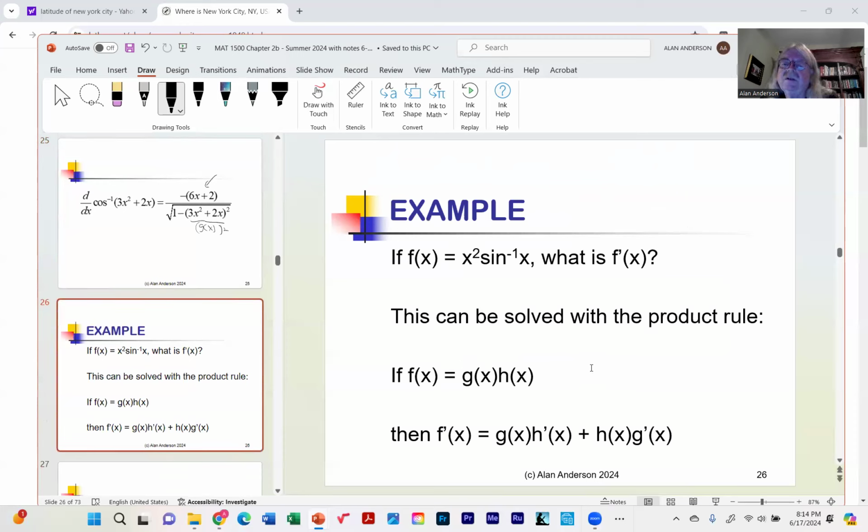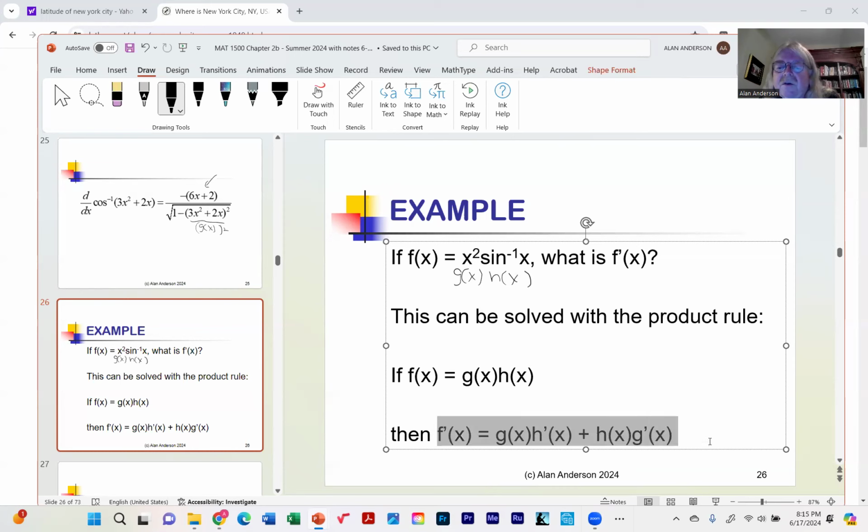Oh, now look at this one. This one involves the product rule because you've got x squared times the arc sine of x. So you're going to have to use the product rule, and that means you'll also need to know the product rule. This would be your g of x and h of x. So you can use the rules that we've gone over to find g prime of x and h prime of x. And remember, this is the product rule right here.